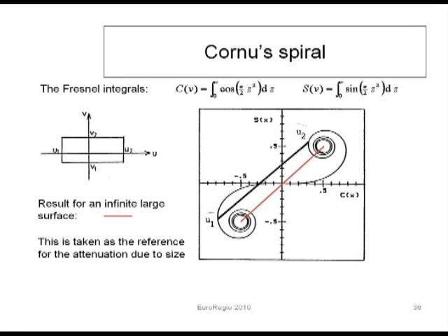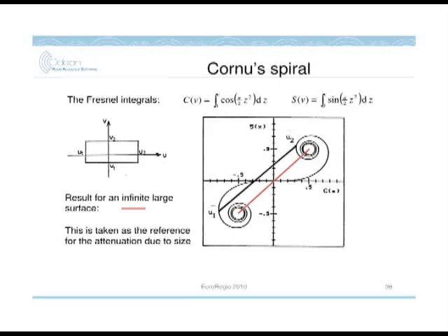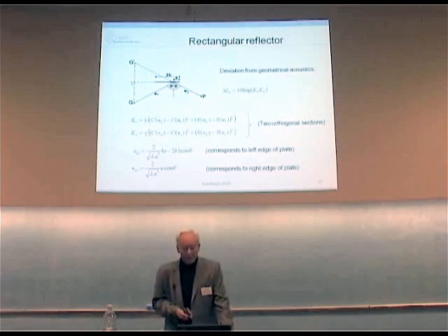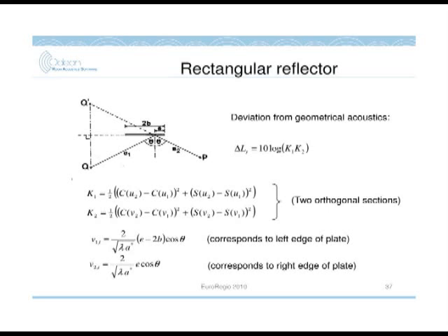That means if we go through different frequencies, we can travel through this spiral and then explain why we have different sound pressure reflected. I will give you some examples in the next slide, but the infinite reflector is taken as a reference. So we take this as a reference, the red line here.